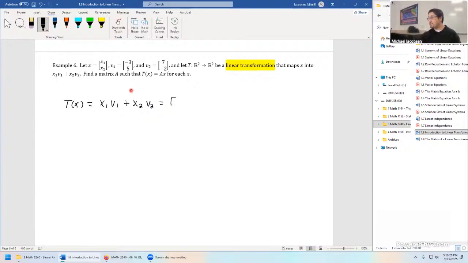This is the same thing as [v1 v2] multiplying [x1, x2]. Let's see if that multiplication is legitimate by filling in v1, v2. So v1 is the column vector -3, 5. v2 is the column vector 7, -2. This is multiplying the column vector x1, x2. And yeah, if this is size 2 by 2 and this is 2 by 1, this multiplication works.